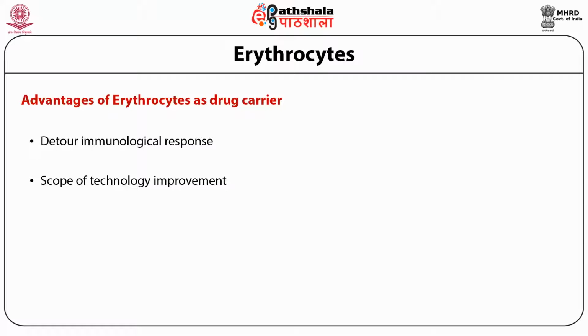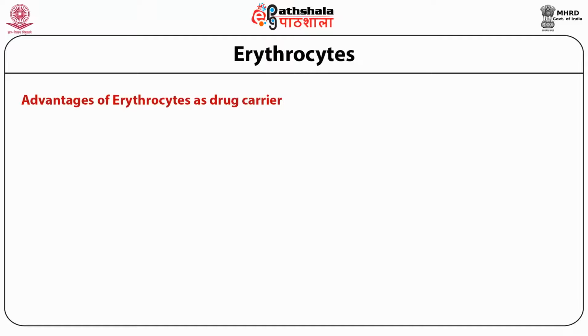It offers scope or room for advancement. Targeting to reticuloendothelial system organs: the RBCs have the potential to target the organs of the RES system. The RBCs offer zero order release of actives. That means a constant fraction of drug is released irrespective of the initial drug concentration.